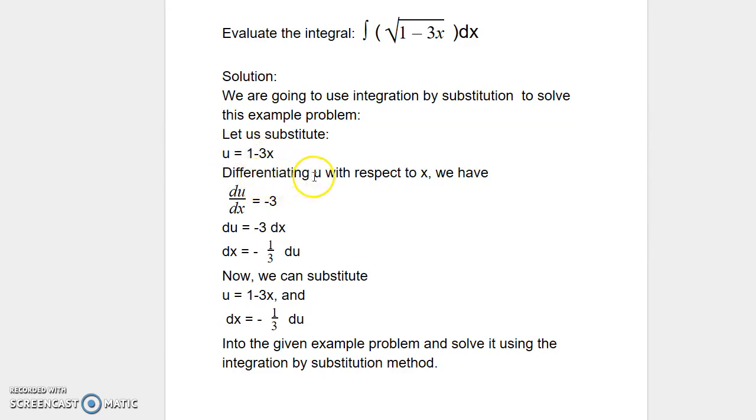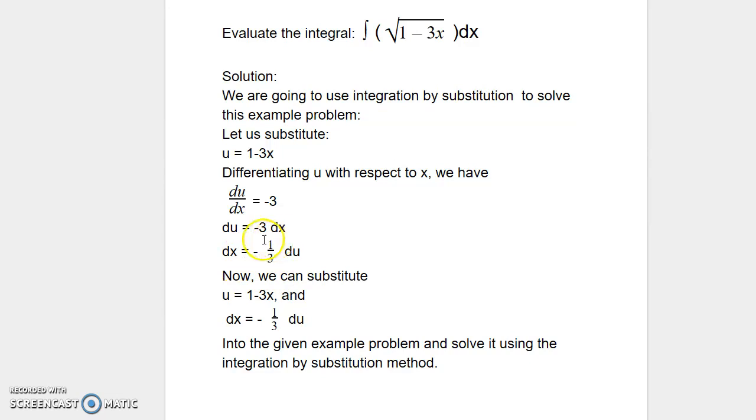We're going to differentiate u with respect to x as shown here. So du by dx is equal to, the differential of a constant is 0, so we don't need to write that. The differential of minus 3x is minus 3. So du is equal to minus 3 dx. We can write it as shown here. Du is equal to minus 3 dx.